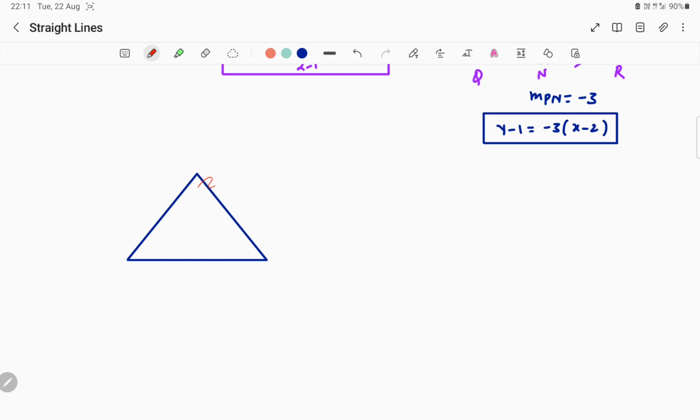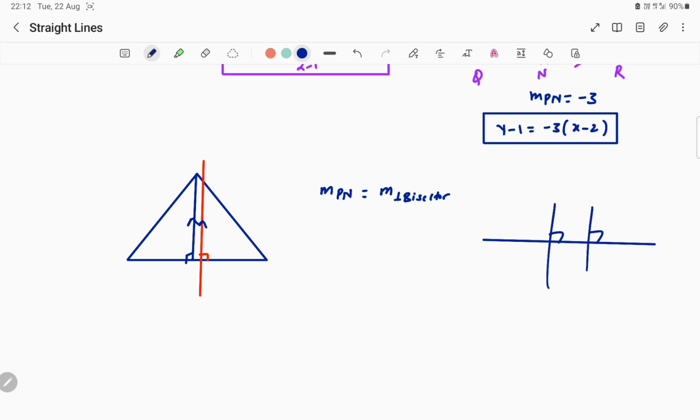So what you have to appreciate here is that when you are drawing the perpendicular, this perpendicular and this altitude, both are making 90 degrees to the same line, isn't it? So what I can say is that this line and this line are going to be parallel. Okay, so the slope of the altitude PN is going to be the slope of the perpendicular bisector. Can you understand this? Because two lines are perpendicular to the same line, we can show that they are parallel, isn't it? Because corresponding angles are equal.